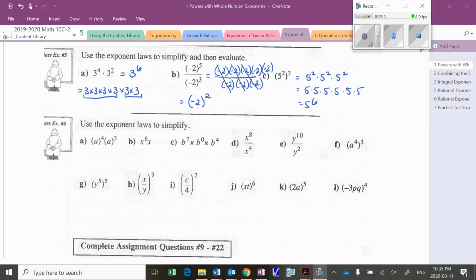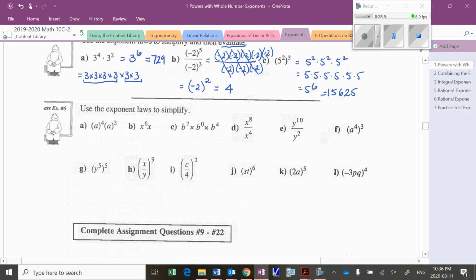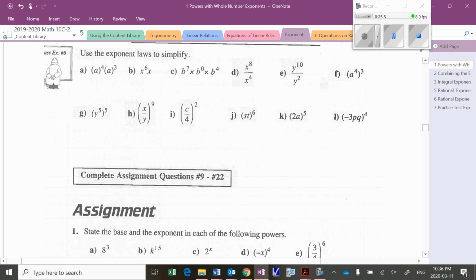Okay, the evaluate piece, certainly I wouldn't expect you to know 3 to the 6 offhand. Some of you might happen to know what that is, or you can use your calculator for that one, 729. The next one I would certainly expect you to know without your calculator, so this is our evaluate portion. So negative 2 squared, negative 2 times negative 2 is positive 4, and 5 to the 6, that's probably going to be a calculator one, and that is 15,625.